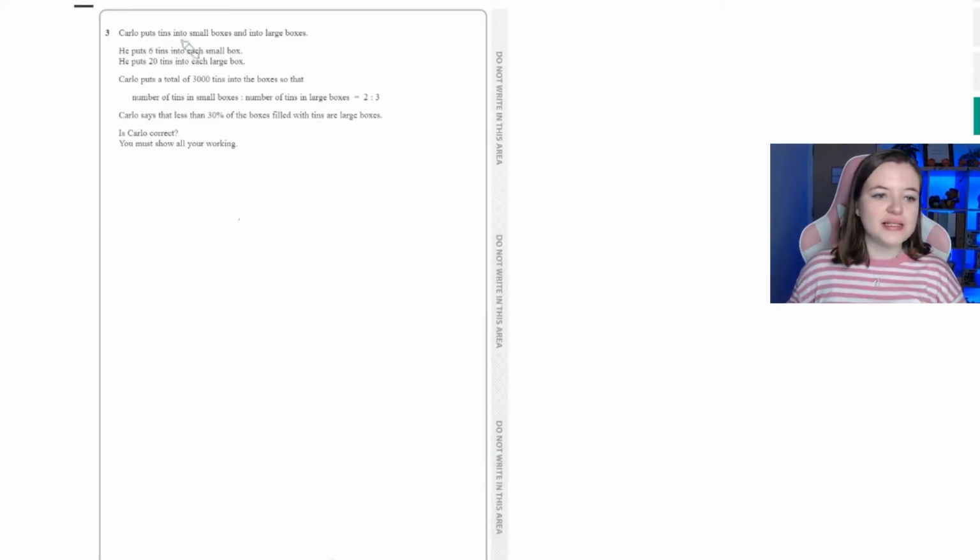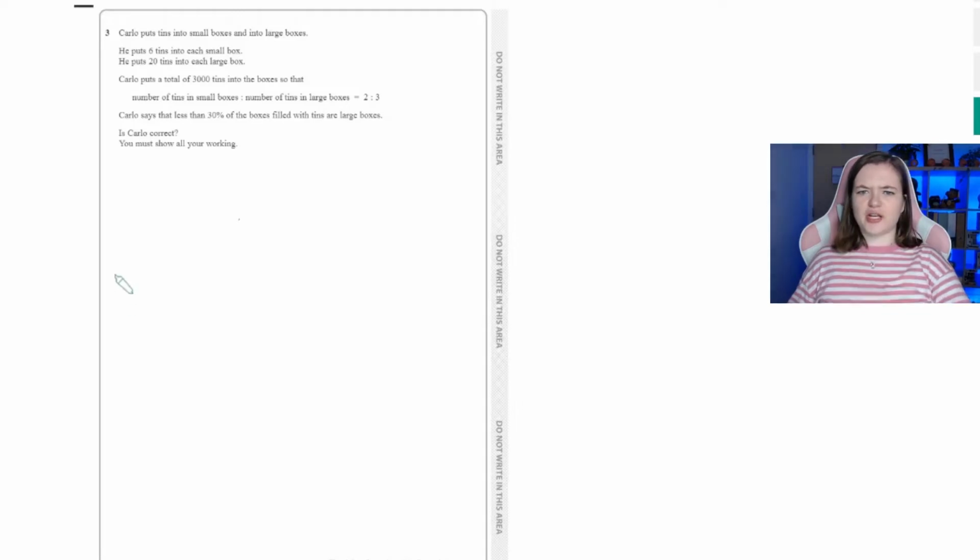Question 3. Carlo puts tins into small boxes and into large boxes. He puts 6 tins into each small box. He puts 20 tins into each large box. Carlo puts a total of 3,000 tins into the boxes, so that the number of tins in small boxes to the number of tins in large boxes is 2 to 3. Carlo says that less than 30% of the boxes filled with tins are large boxes. Is Carlo correct? You must show all your working.